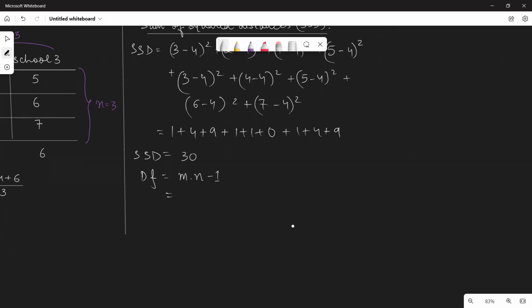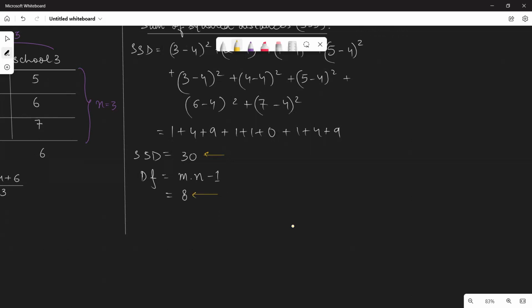So m into n means what? M is 3, n is 3, so 3 into 3, 3 3s are 9, 9 minus 1, 8. So for us, degree of freedom is how much? 8. Okay. So two values we have to remember. Sum of square distance, 30. Degree of freedom, 8.